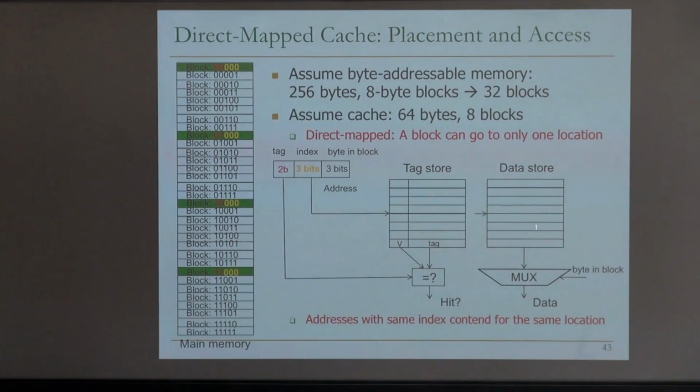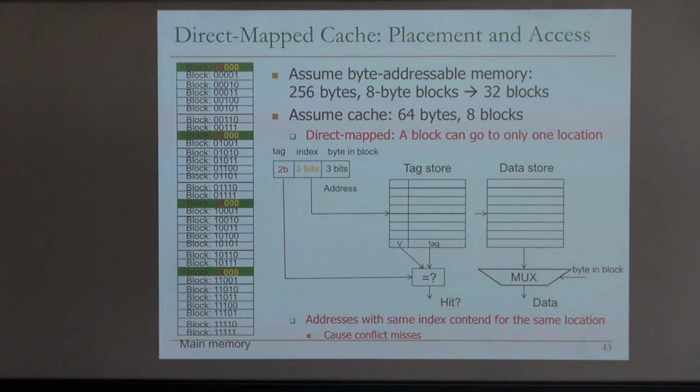Now, one problem with direct map caches is that addresses with the same index contend for the same location. So I marked these in green over here. These are the blocks in memory that map to the same location because they happen to have the same index bits, the yellow ones over here. So if you're, for example, accessing block 0 and block 8, and you keep doing block 0, block 8, block 0, block 8, you have a problem. Basically, you have conflict misses. You can only store block 0 or block 8, but not both at the same time, because they have the same index bits and they map to the same location in the tag store and the data store. And you just don't have the flexibility to store them both.